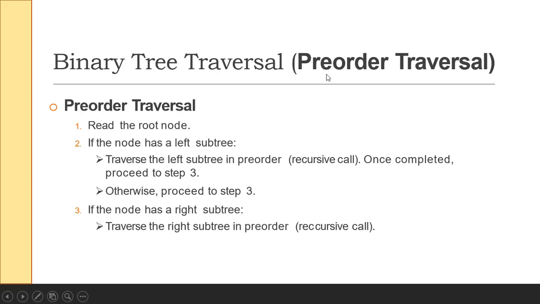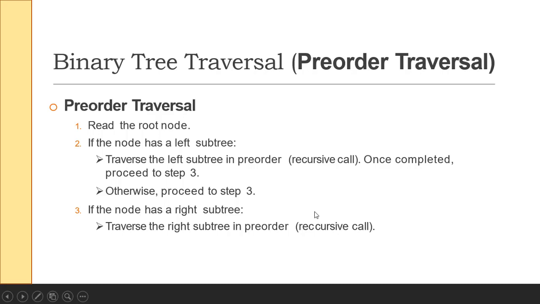What about the preorder traversal? In the preorder traversal, we read the root node first. Then, if the node has a left subtree, all you have to do is traverse from the left in preorder, a recursive call. Once completed, proceed to step 3. If there is none on the left, all you have to do is proceed to number 3. On number 3, if the node has a right subtree, traverse the right subtree in preorder recursive call.